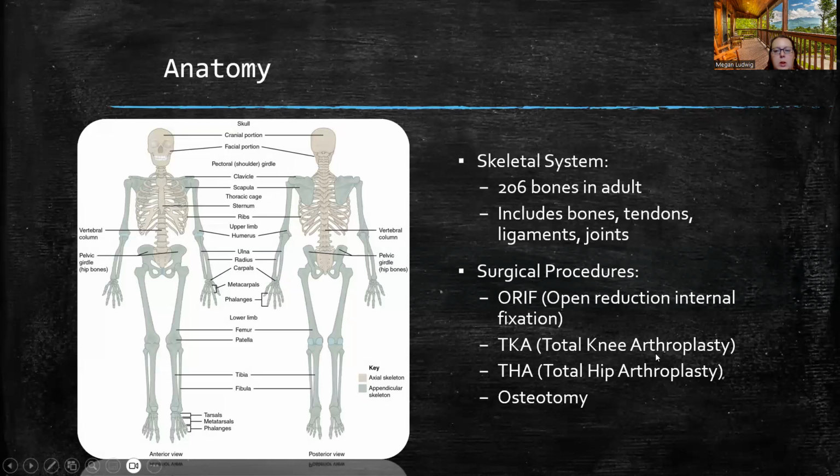TKA stands for total knee arthroplasty. So plasty is basically like fixing something. You are surgically repairing it. And arthro we learned was joint. So we're repairing the knee joint. This is one where we're going to put in implants to make a new knee. THA is very similar. Total hip arthroplasty. Total is because we're taking all the parts of the joint and replacing it. Osteotomy, you're just making an incision into the bone.